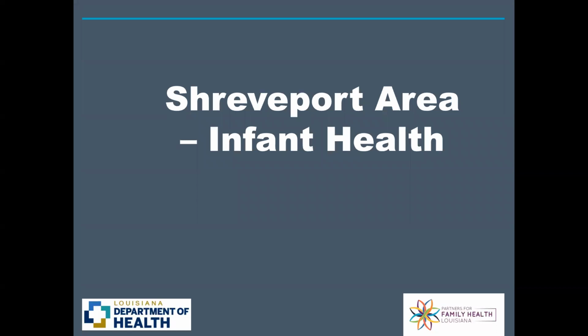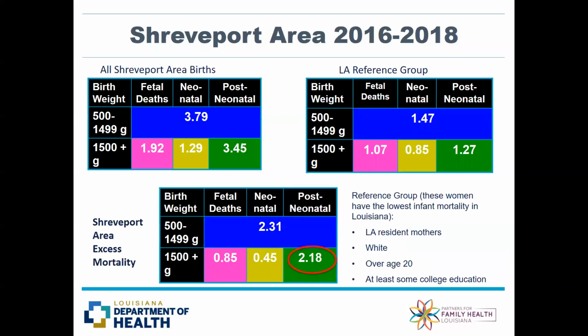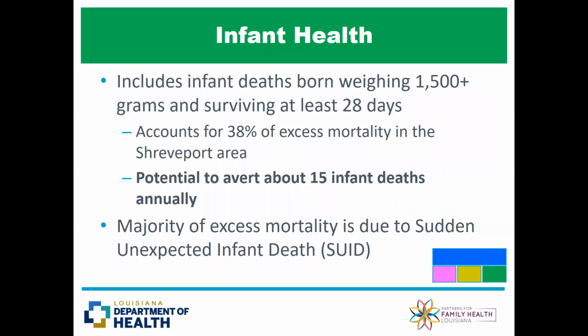Next, I looked at the infant health cell in the Shreveport area. The infant health cell looks at infants who are born greater than 1,500 grams and who die in that post-neonatal period, so between 28 days and 1 year. And the infant health excess mortality is higher in the Shreveport area than in any other area of the state. The infant health cell accounted for 38% of the excess mortality in the Shreveport area. And if we were to decrease the excess mortality in the cell, we have the potential to avert about 15 infant deaths annually.